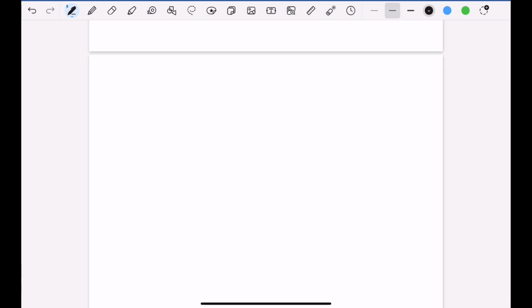Okay, the second question. 3 raised to the power 2n plus 2 minus 8n minus 9. Prove that this is divisible by 64. For this number to be divisible by 64, we need to simplify it. While we simplify, we try to get rid of these minus 8n and 9.